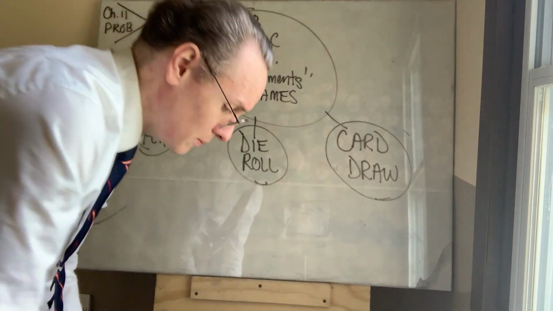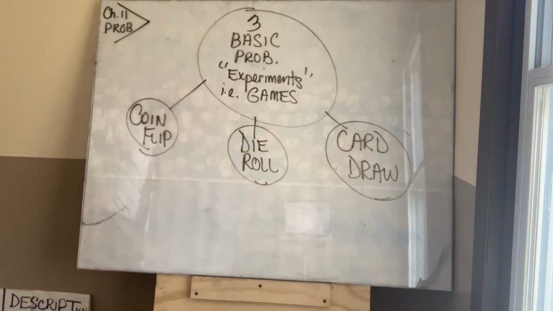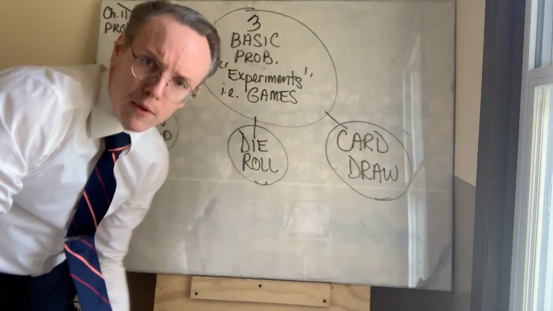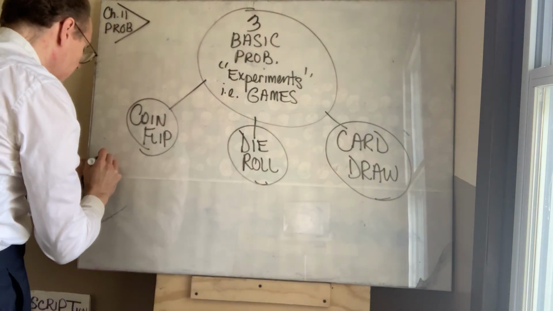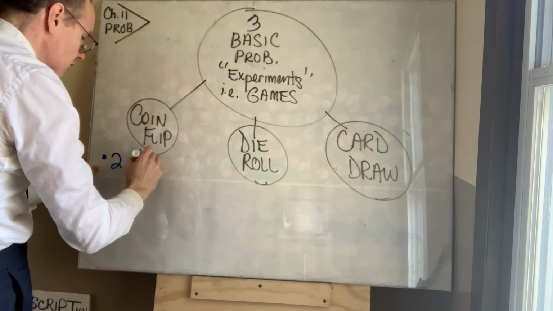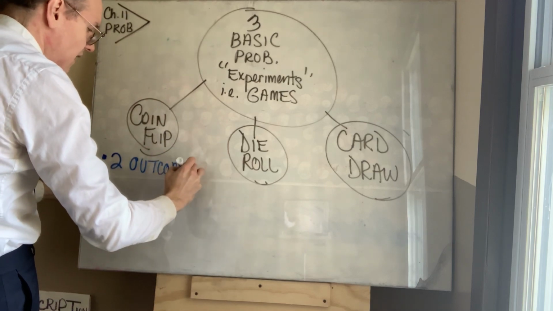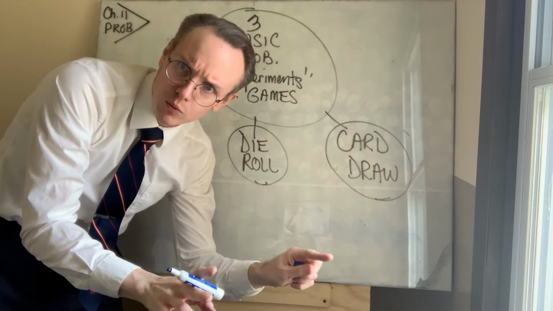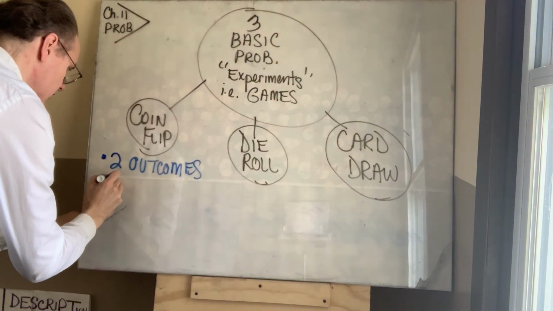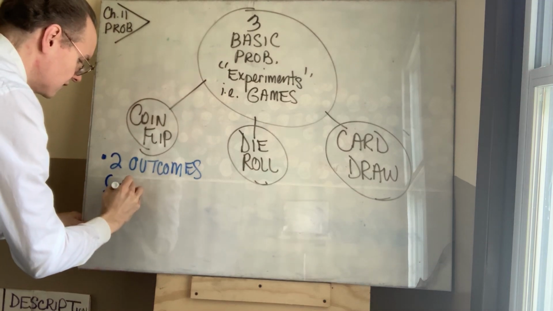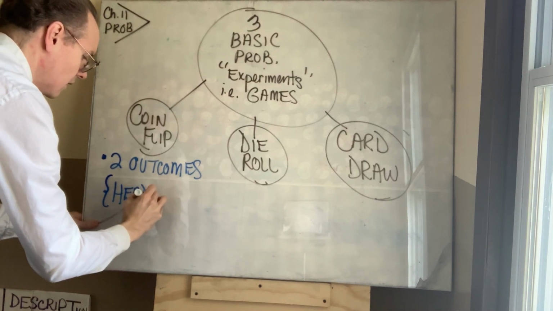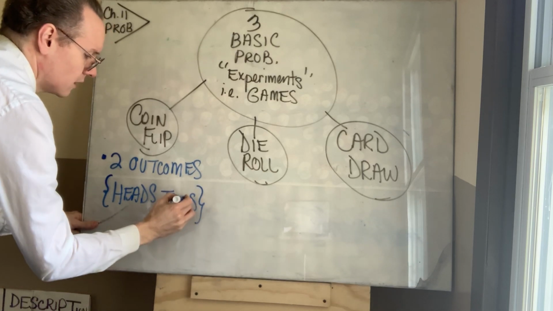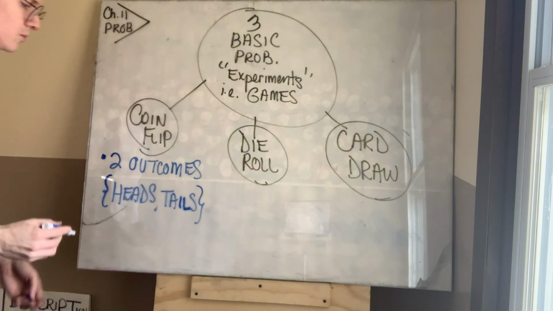Anyhow, in terms of outcomes for the coin flip, how many are there? There are distinctly 2 outcomes that are possible, which means that if you were going to categorize them into a set, it's only 2 things. It's heads or it's tails. Can only be 2 possible outcomes.